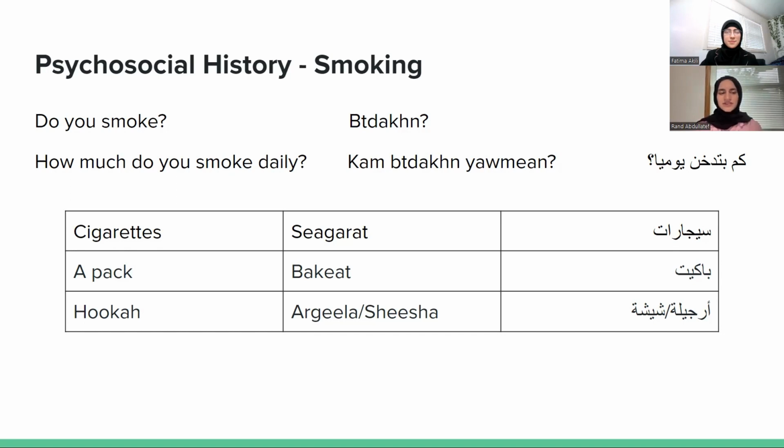And then some more terms, cigarettes. Cigarettes would be sigarat, or you can also hear jigarat, but I think the ending is similar though. So sigarat or jigarat. And then a pack would be baket. And then hookah, there's multiple terms for it. We just have the two most common ones here. Argila or shisha.